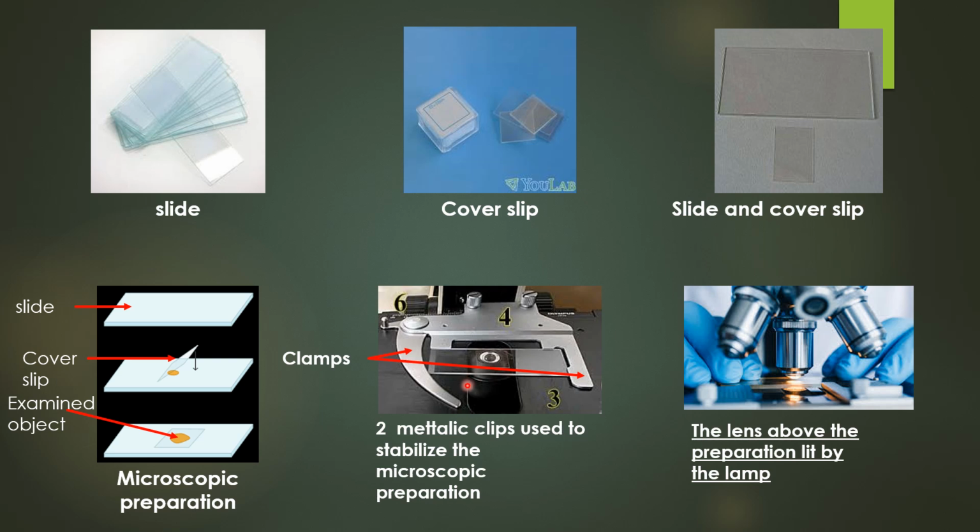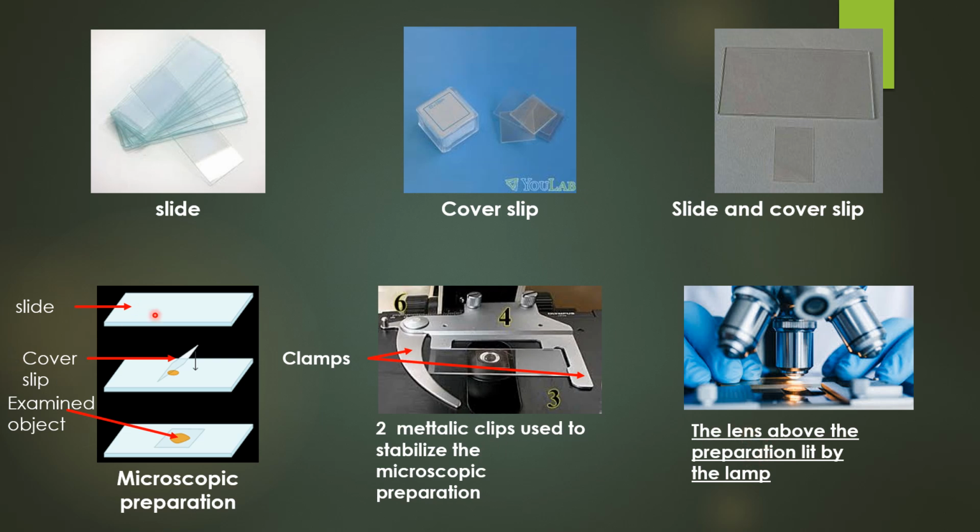And then we hold the slide with the two metallic clips, and these two metallic clips are used to stabilize the microscopic preparation. Then we put the preparation under the lens, and it will be lit by the lamp.